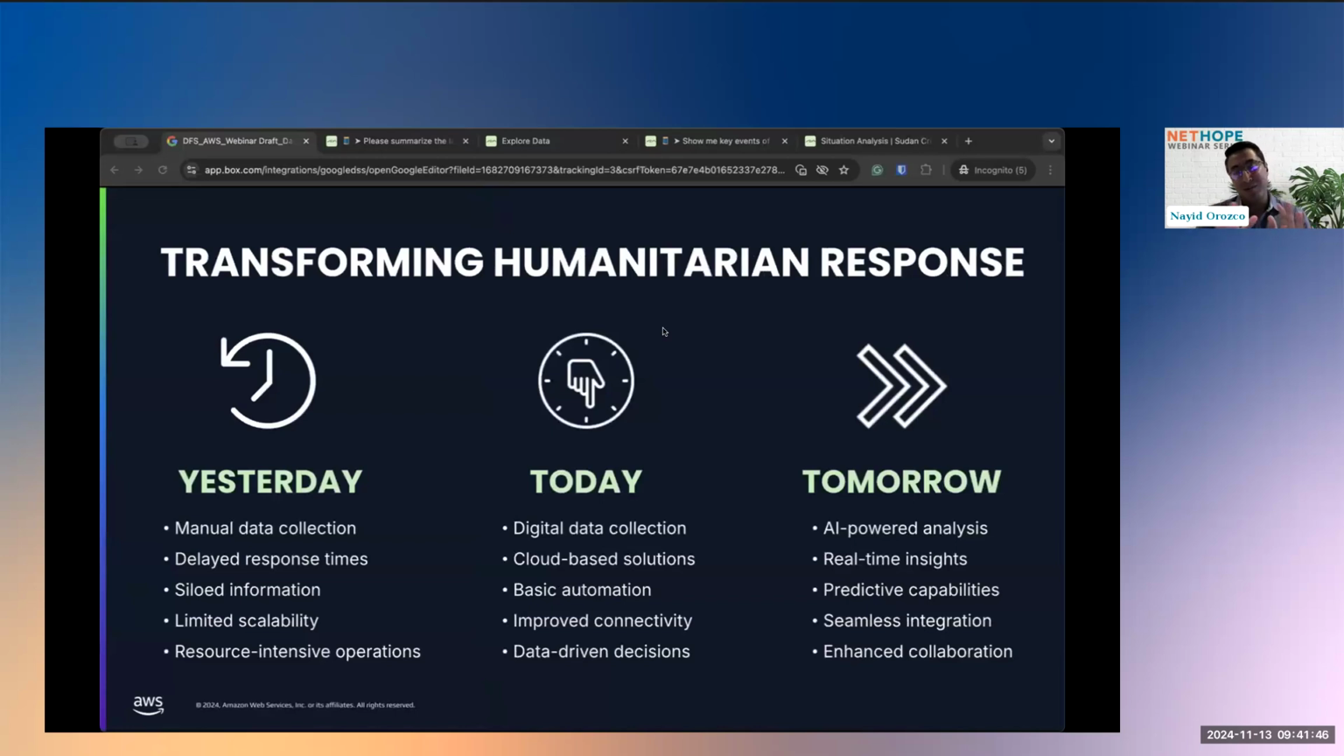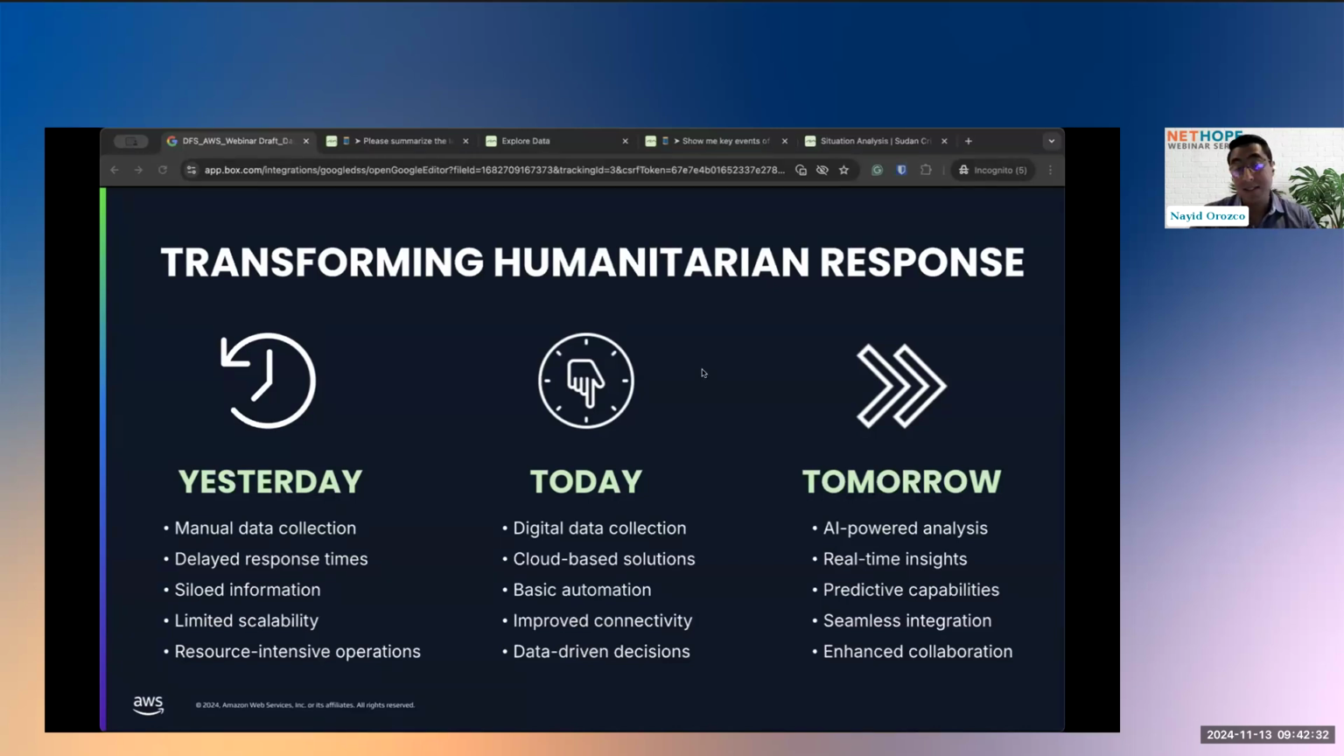If we see how the landscape is being transformed, yesterday, we were working with what we call manual data collection. Imagine for a moment paper forms, Excel sheets. The response times back in time, but maybe in some places still today, are measured in weeks and not hours. Information is wrapped in silos across different organizations, and there is a limited ability to scale the impact. Operations, of course, consume massive human resources and are labor intensive.